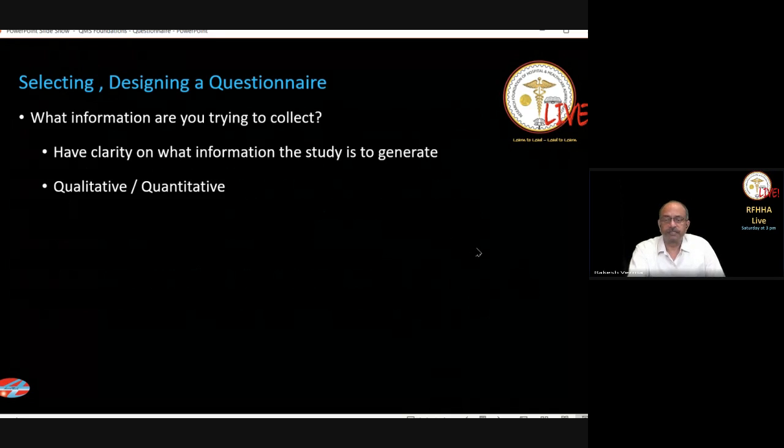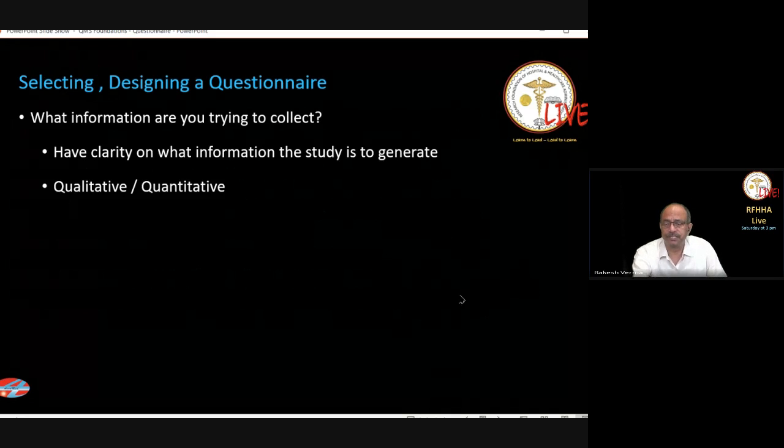First and foremost is to decide what information you are trying to collect. You should have clarity on the kind of information that you are trying to collect, or the information that your study is going to generate. You will have to decide whether you are looking at qualitative or quantitative information, and then if quantitative information has to be used, what kind of scale you need for your particular requirement. Classically, in biosocial research, a lot of time we use Likert scale, but ordinal scales and nominal scales can also be used.